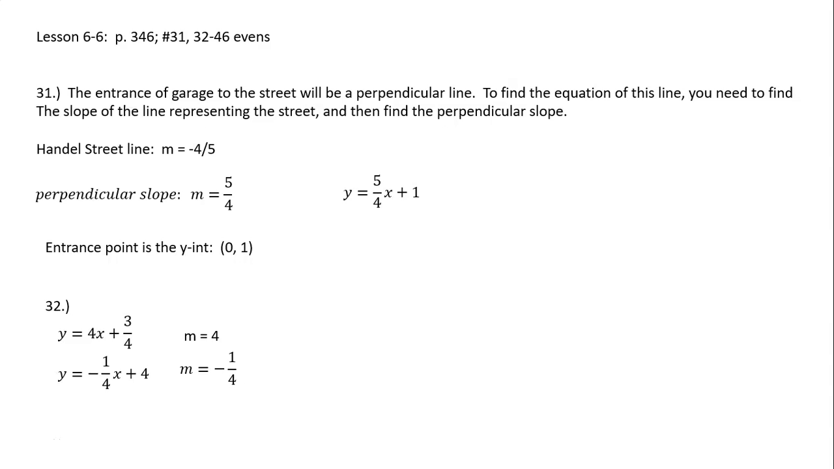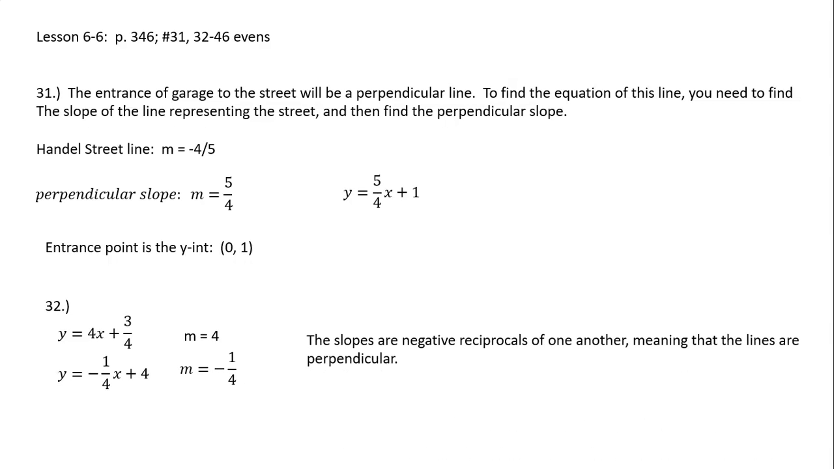Next, we have to ask ourselves if these slopes are negative reciprocals of one another. Well, one is positive, one is negative. That's good. And then if we take a 4, which is also 4 over 1, and we flip it, what do we get? Well, 4 over 1, when we flip it, we get 1/4. So 4 and negative 1/4 are negative reciprocals of one another, so that means that the lines are perpendicular.